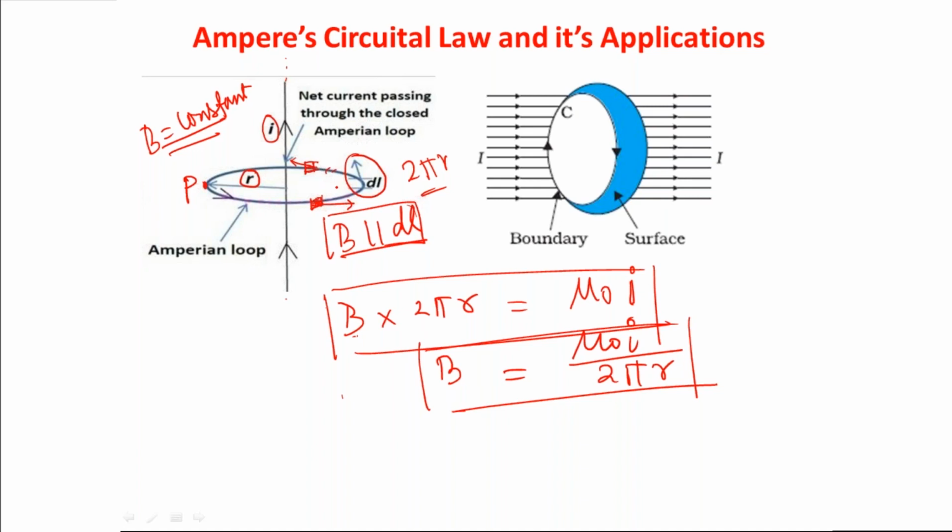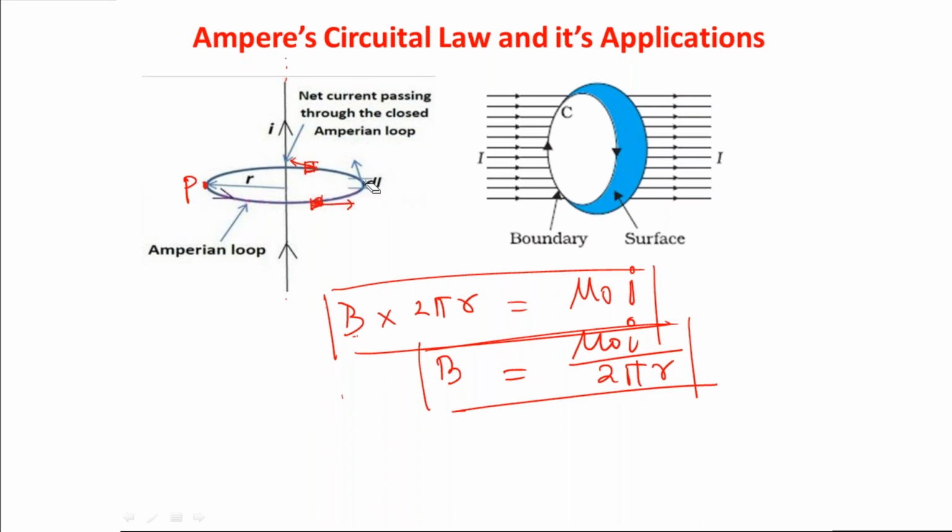So this is how you can calculate the magnetic field as an alternative. This law is an alternative to the Biot-Savart law. But in this case, you have to be very careful while applying this law. You have to first consider the Amperian loop properly according to the symmetry. In this case, I have taken cylindrical symmetry. That's why the Amperian loop is circular.